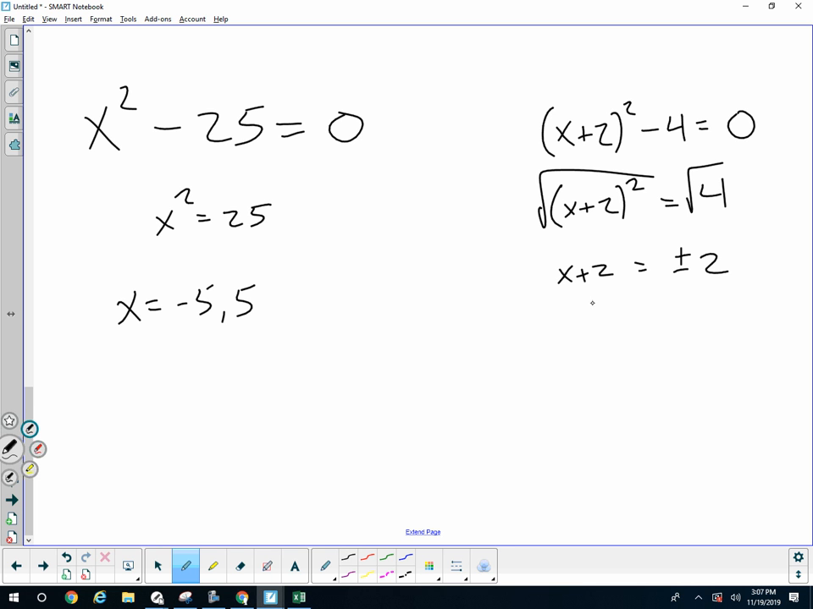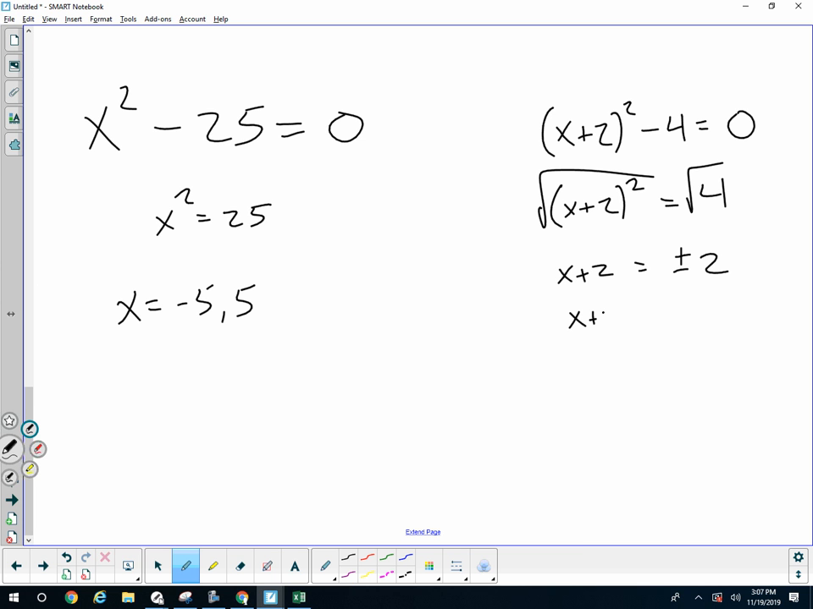Now watch what I can do. If I added negative 2 or if I subtracted 2, I could write my answers as negative 2 plus or minus 2. I don't like to do this. I think this is confusing, so I'm not going to do it. Never mind.